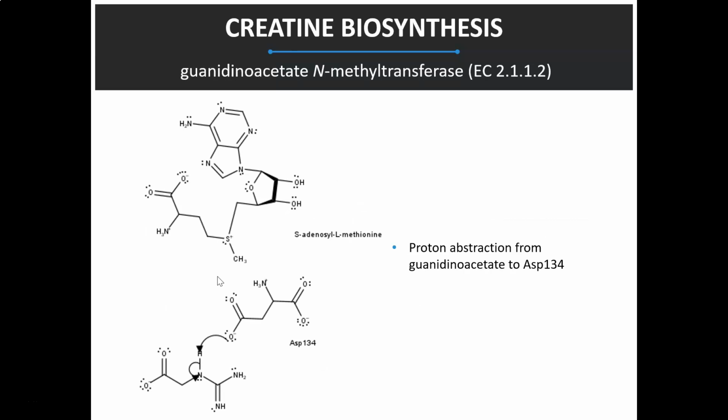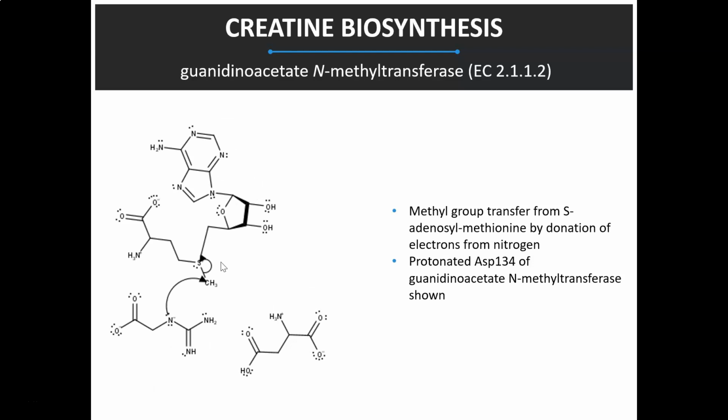Moving on to the second reaction catalyzed by guanidino acetate methyltransferase. This begins with a simple proton abstraction from guanidino acetate by the aspartic acid 134 residue. This results in a negatively charged nitrogen atom shown here, as it now has an excess electron over its desired number of valence electrons, being 5.